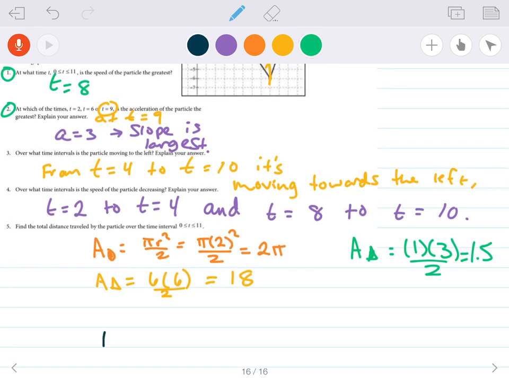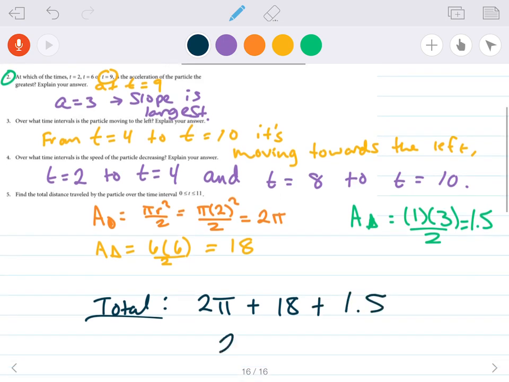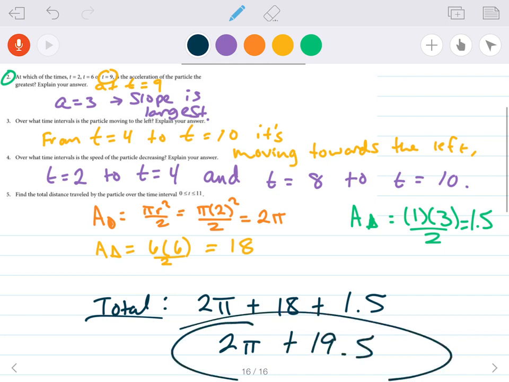Now, for the total distance traveled, all we have to do is add up these areas. So we have 2 pi plus 18 plus 1.5. And I'm not going to write this as a decimal, but this is the total area under the curve, and hence the total distance traveled by the particle over that time interval t equals 0 to t equals 11.